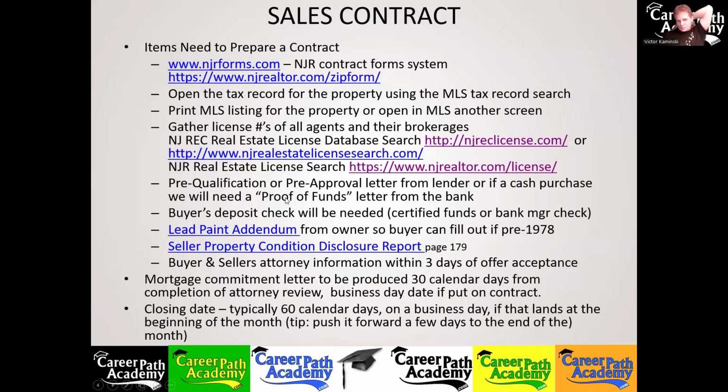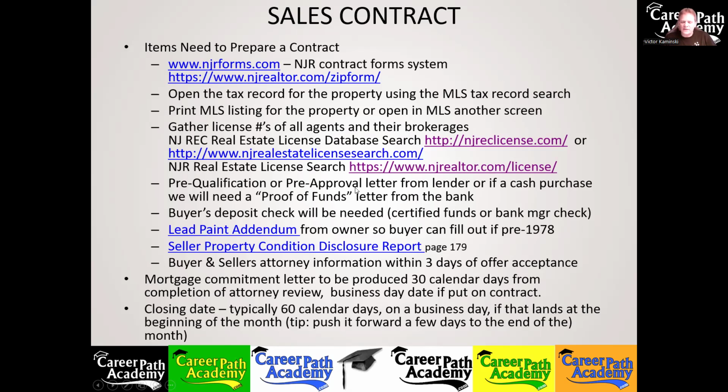And then pre-qualification, you're going to need a copy of a minimum of the pre-qualification letter or mortgage pre-approval letter that your borrower has to get that loan. If they're buying all cash, we're going to need the proof of funds letter now, because we're going to need to submit that over with the contract as well.